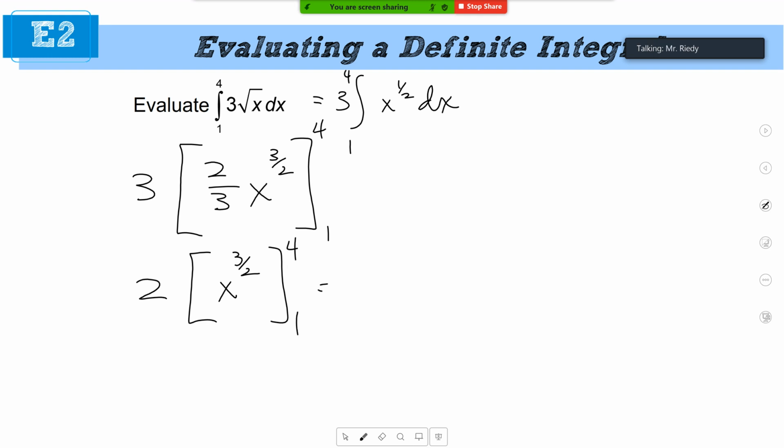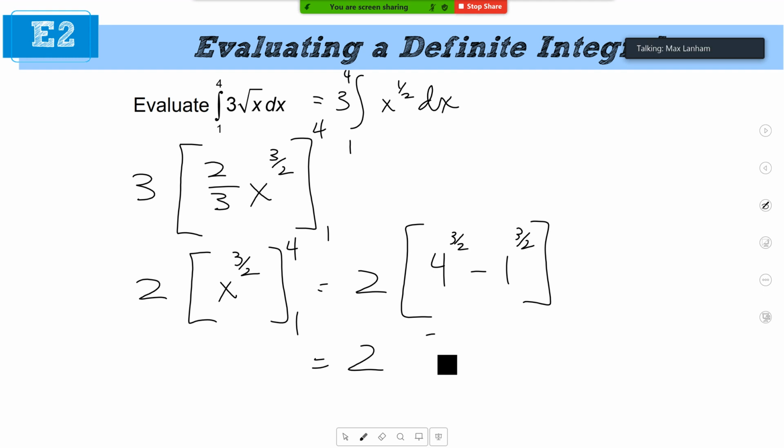And I'm going to write all the steps out, but as you get better and better at this, you'll be able to cut out some of the middleman here. So I'm going to take my final answer, multiply by 2. Don't forget about that 2. 4 to the 3/2 minus 1 to the 3/2. What's 4 to the 3/2? Is that the cubic root of 4 squared, or is it the square root of 4 cubed? I think it's 8 because it's the square root of x cubed.